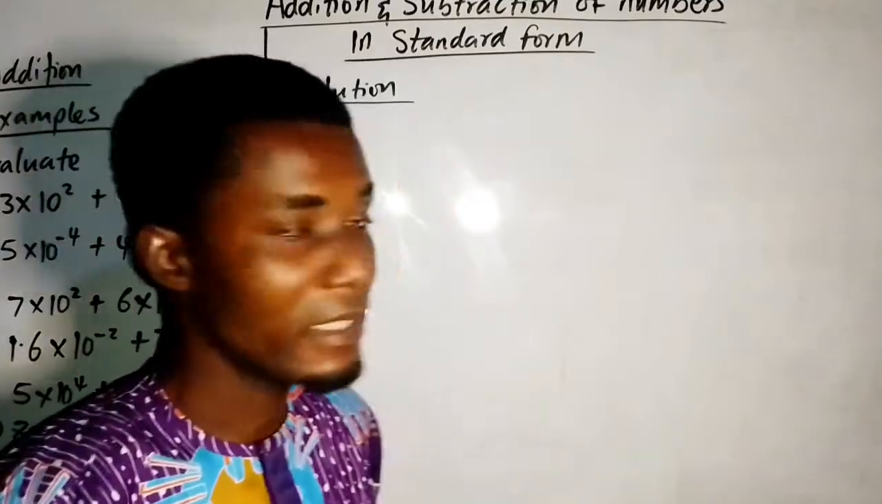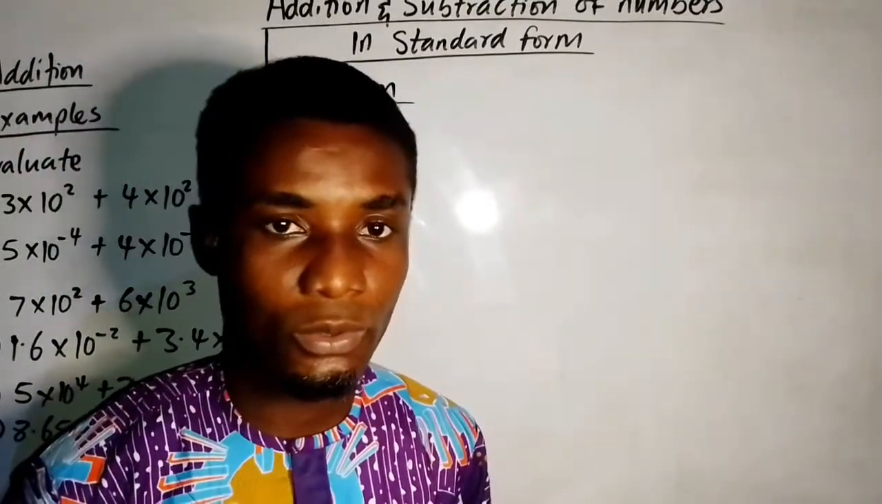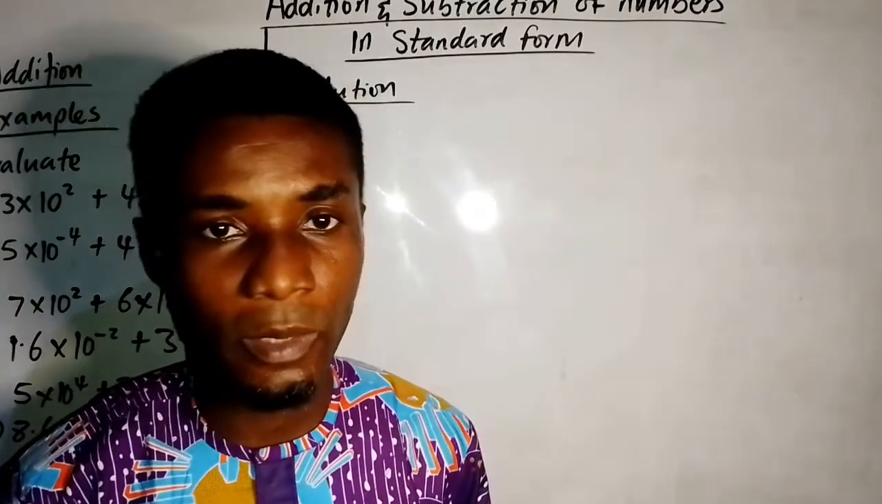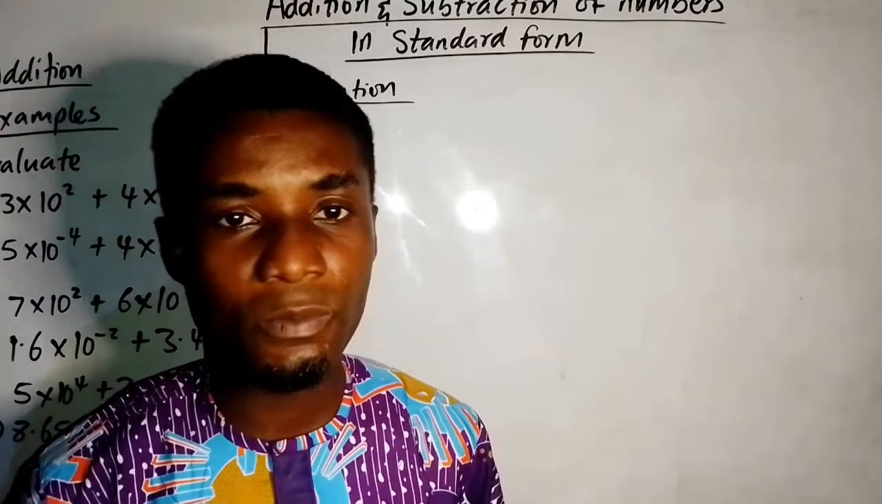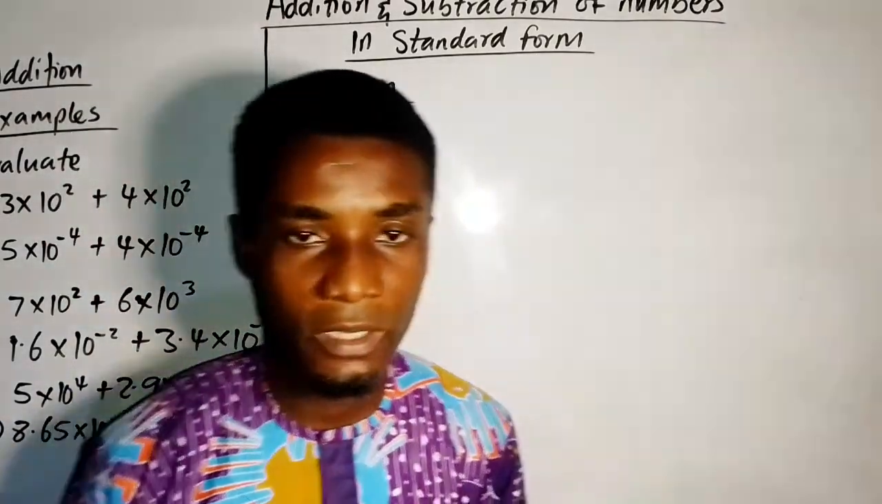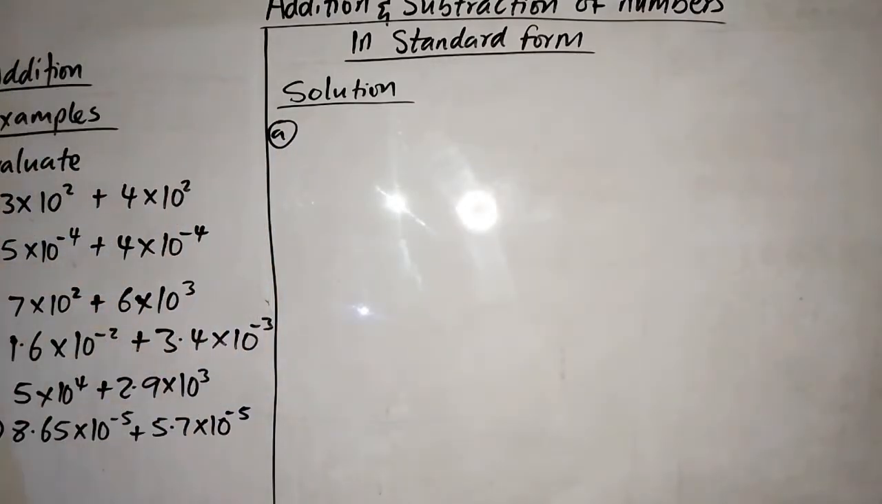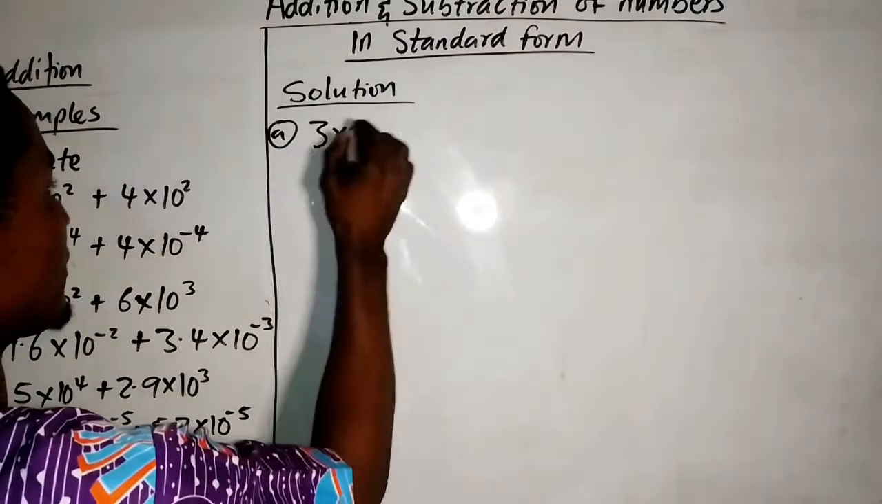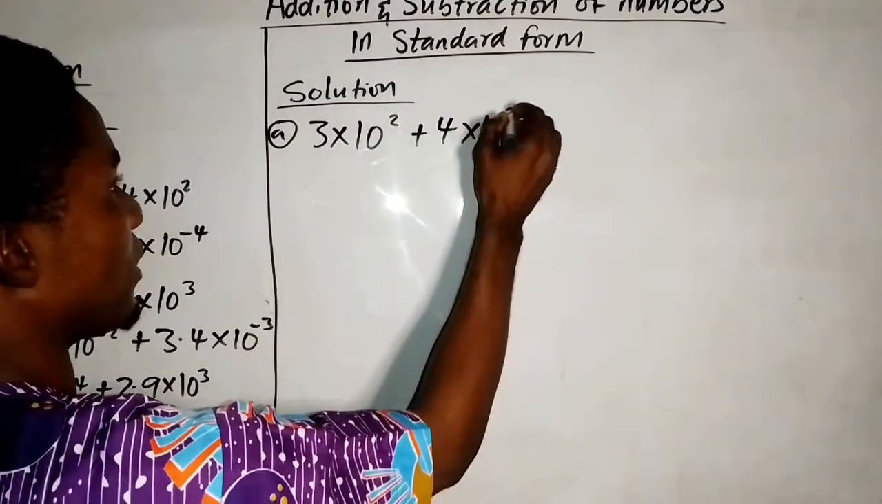In today's lesson as well, we're going to adopt some methods that we're going to use to solve this particular problem. And we're also going to recall the laws of indices, which are the multiplication and division laws of indices. Now let's get started. Now take a look at this first question. We have 3 times 10 raised to the power 2 plus 4 times 10 raised to the power 2.